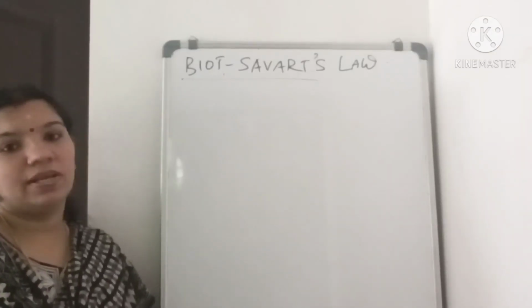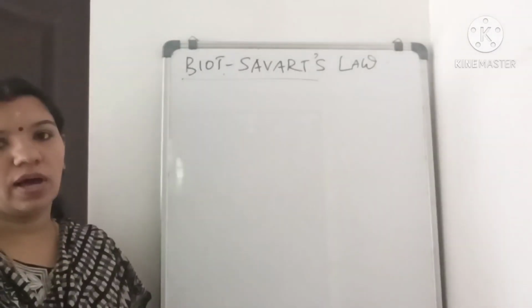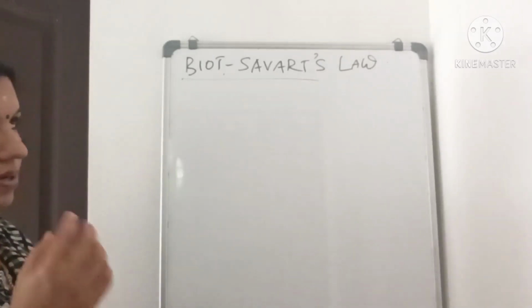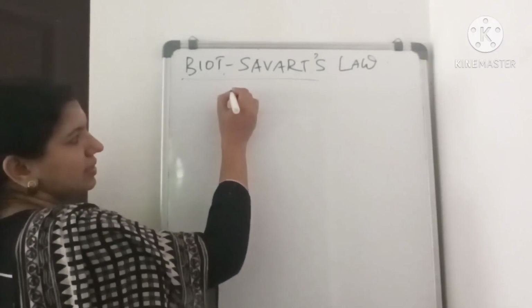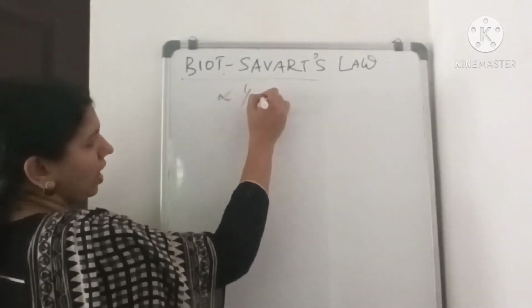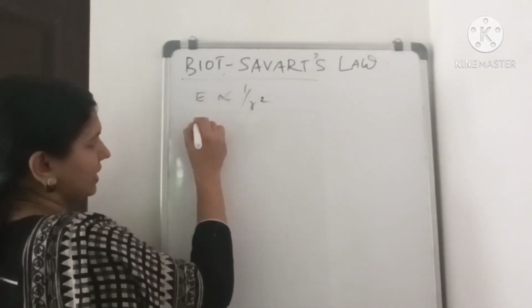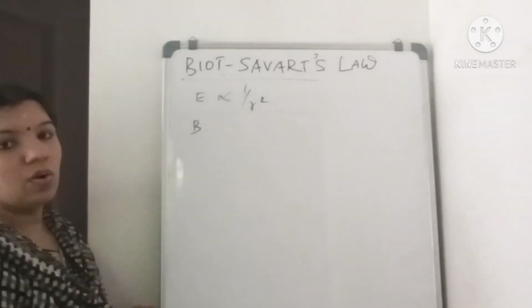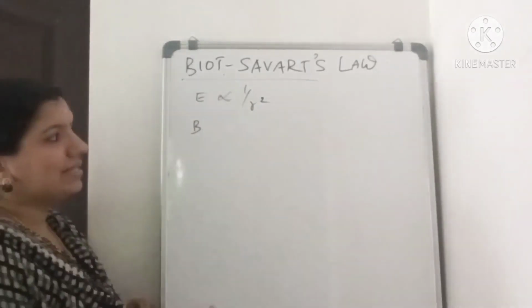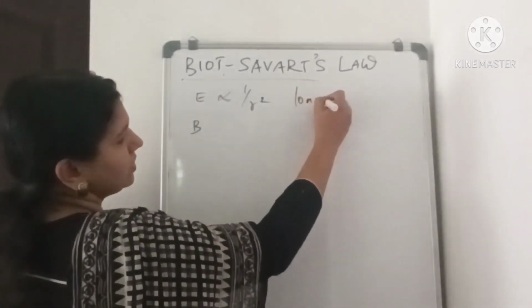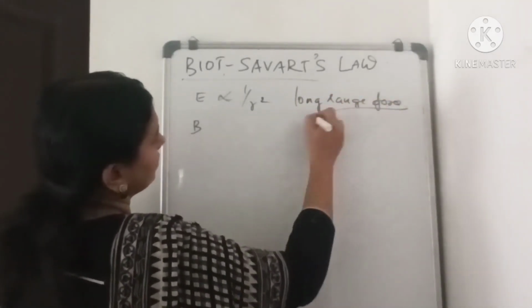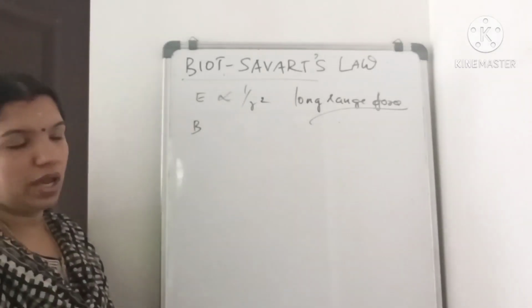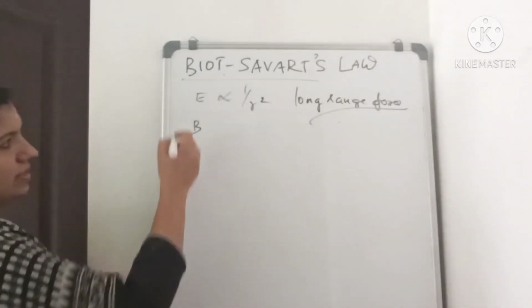First of all, the similarity between Coulomb's law and Biot-Savart's law, from the equation itself it is clear for you. What is that? Yes, it is proportional to 1 by r square. Both E as well as B are proportional to 1 by r square. That means it is a long range force, isn't it? Both are long range forces.